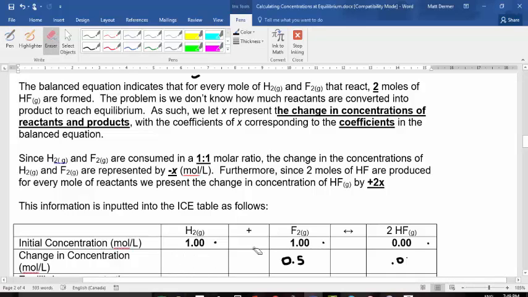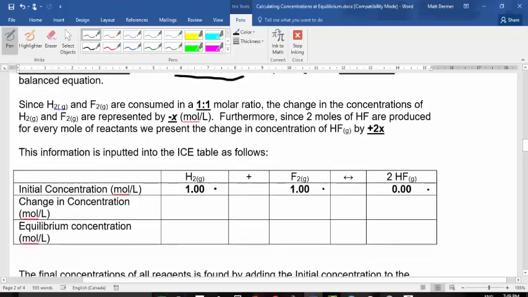So stoichiometric ratios are always observed. The problem is we just don't know how much of that reactant is going to be consumed. That's the problem that we're trying to solve here. So for now, what we're going to do is let X represent the change in concentrations of reactants and our products. Furthermore, we're also going to allow the coefficient of X to be equal to the coefficients in the balanced equation.